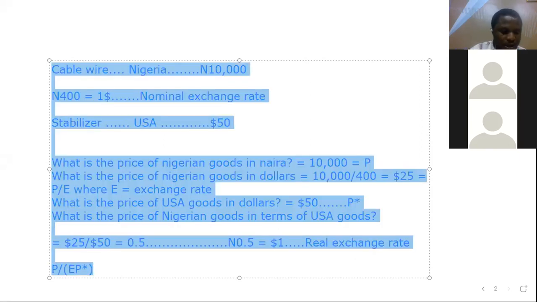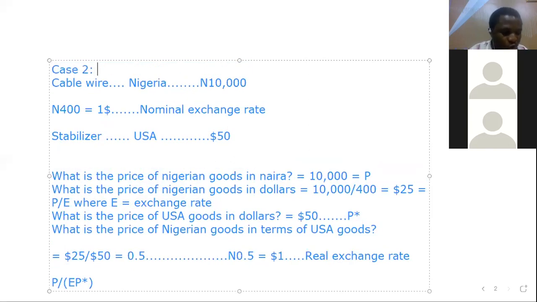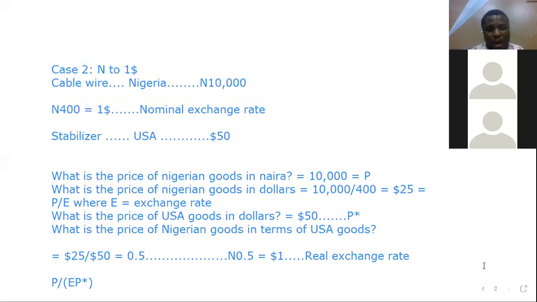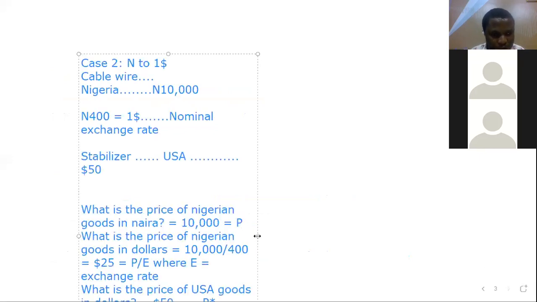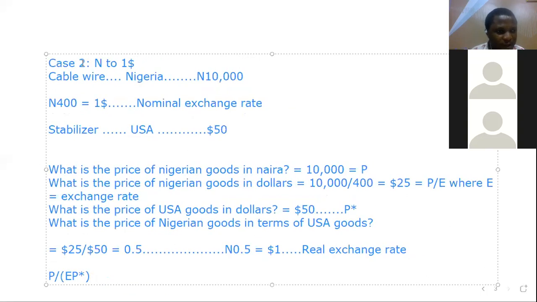Now, remember, this is case 2, when we considered naira to $1. Let's now consider case 1, where we have dollar to naira, and let's look at the formula and see if the formula will change. So let's look at case 1. I'm repeating this scenario now.